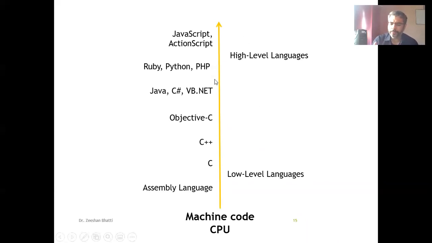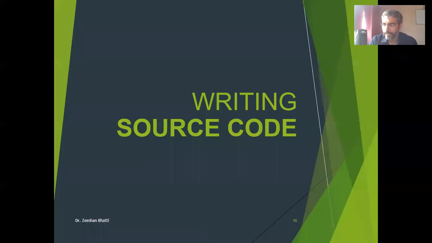It means we write the code in a human readable form, which is automatically translated into your machine language code, which can be understood by the CPU. Okay, writing the source code.